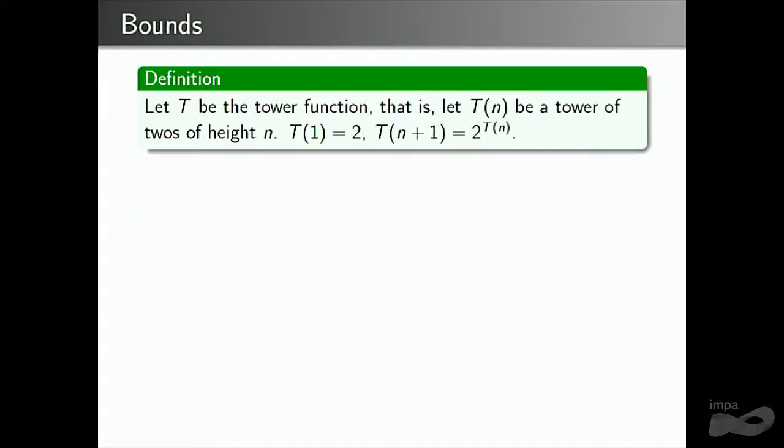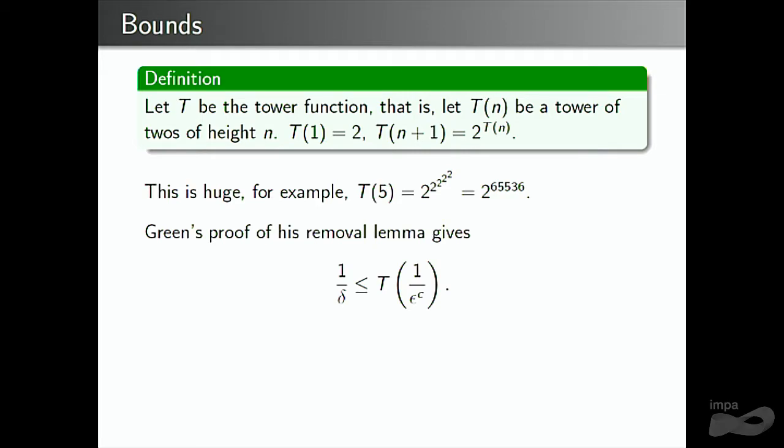So what do we have now in terms of bounds? So let's go into this more precisely. So here's the precise definition of the tower function. And then Green's proof of his removal lemma also gives this tower type bound. So 1 over delta is at most a tower of height 1 over epsilon to the c. And well, since when the Král-Serra-Vena proof came out, those were the types of bounds we had for graphs as well. So the Král-Serra-Vena proof would get you the same type of bound.